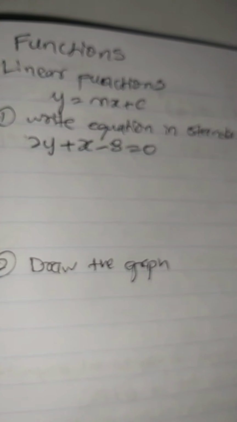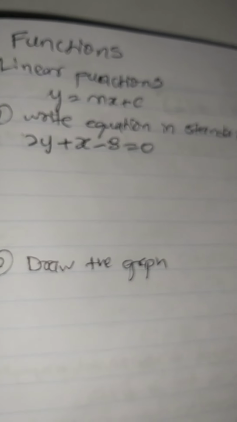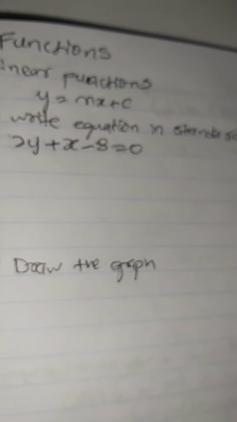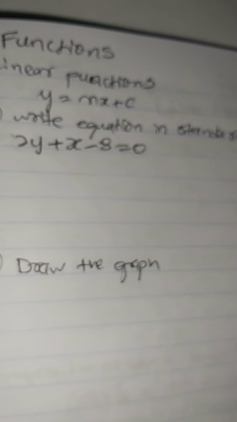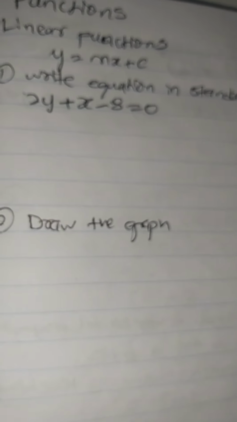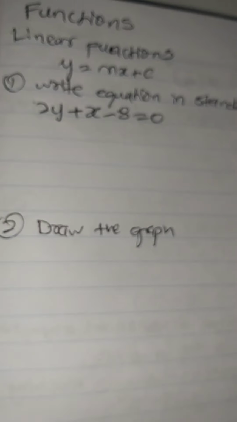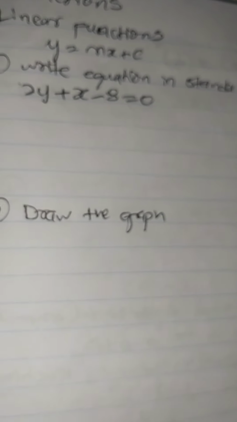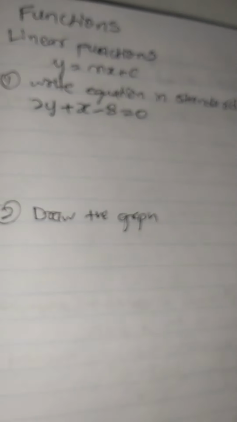the y-axis, which is normally the y-intercept value. So the 3 steps that you follow when you need to draw a linear graph: first, you write the equation in standard form, then you draw the graph, and then you determine the characteristics of that graph.